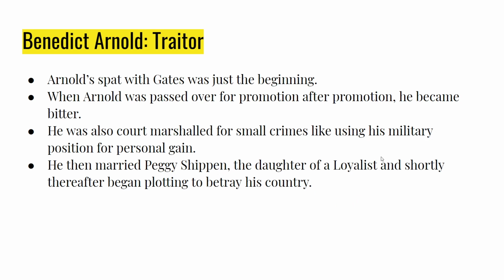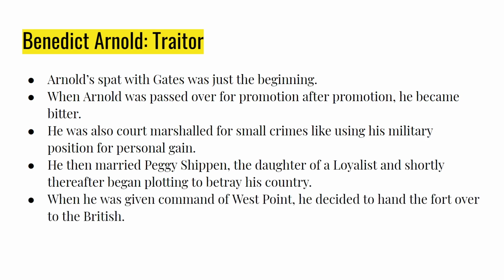Peggy Shippen was the daughter of a loyalist. Remember, what's a loyalist? A loyalist is an American colonist who wants to stay with the British. They don't want this war for American independence. They want the British to stay in charge. And shortly after he married Peggy Shippen, she gets in his ear a little bit, and he starts plotting to betray his country. All right? She keeps saying, hey, you've been passed over for these promotions. You've been court-martialed, and you're an American hero. You shouldn't put up with this anymore.